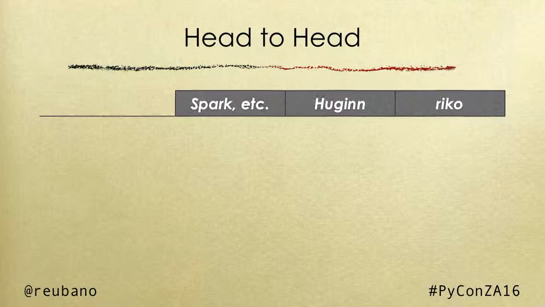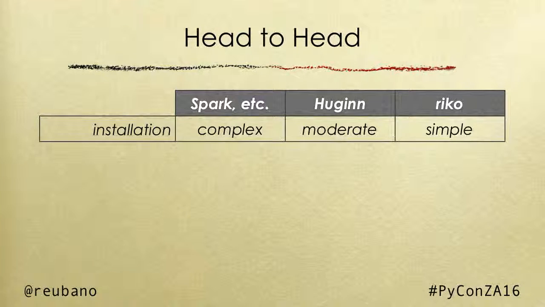Okay, so now I want to show you the differences between riko and some of the other stream processing libraries that you may have heard of. First, looking at installation, if you have ever used Spark or Storm or any of those other ones, the installation method is quite complex. You usually have to install Java. You sometimes have to run a cluster. You can see in the Hadoop case, you can't even run it within Python. You need to use the command line.